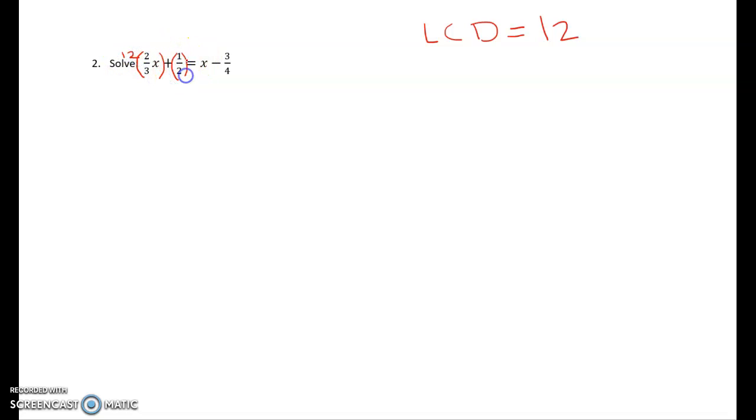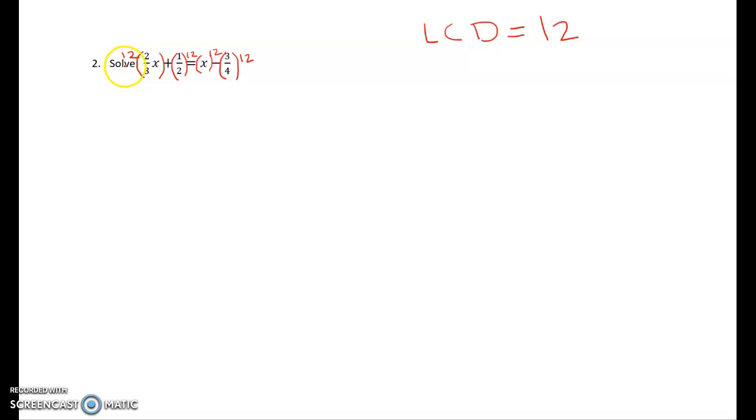So multiply 12 here. Don't forget this one, even though this doesn't have a denominator, we still have to multiply every single term. Something I saw is people trying to multiply just 1 or 2 terms. No, to keep the equation balanced, if you're going to multiply a number, you have to multiply every single term to keep that whole equation balanced.